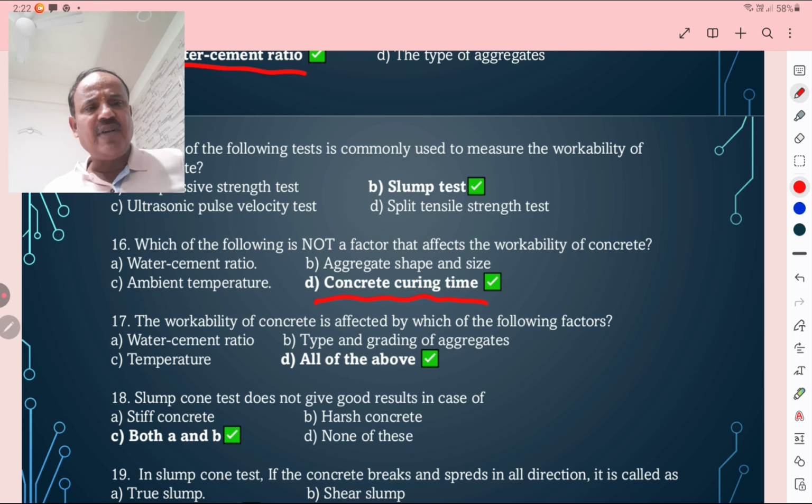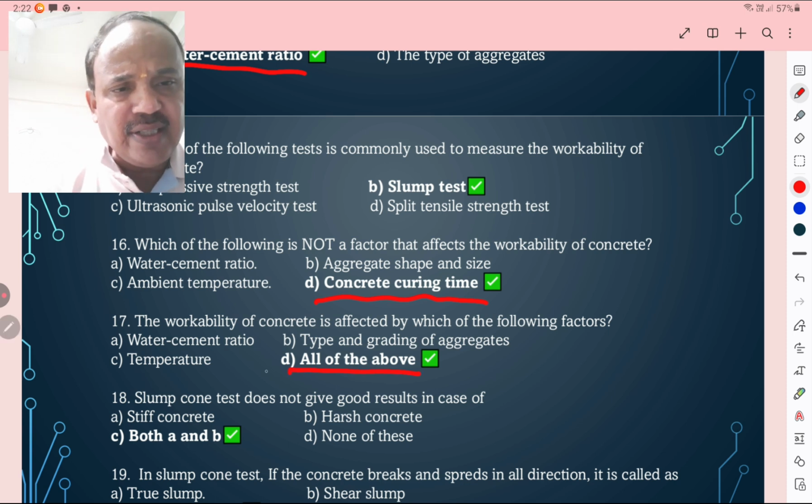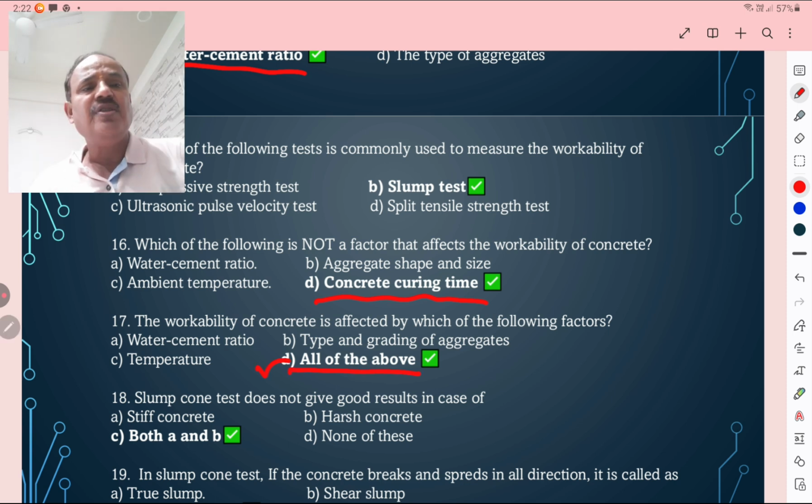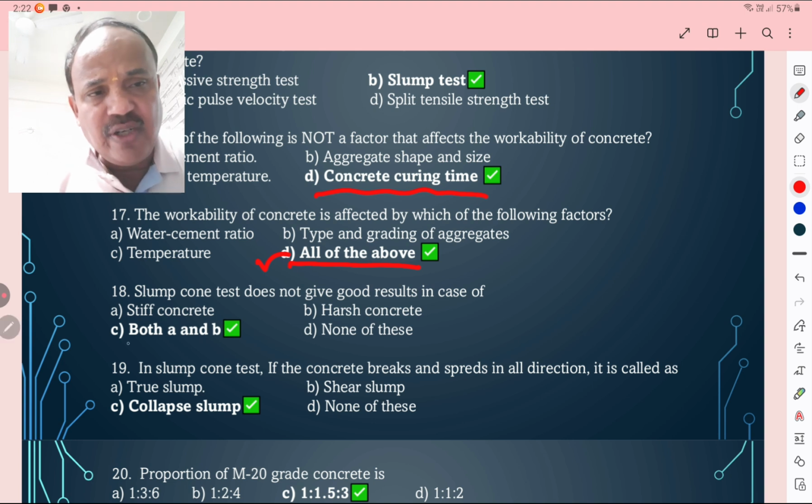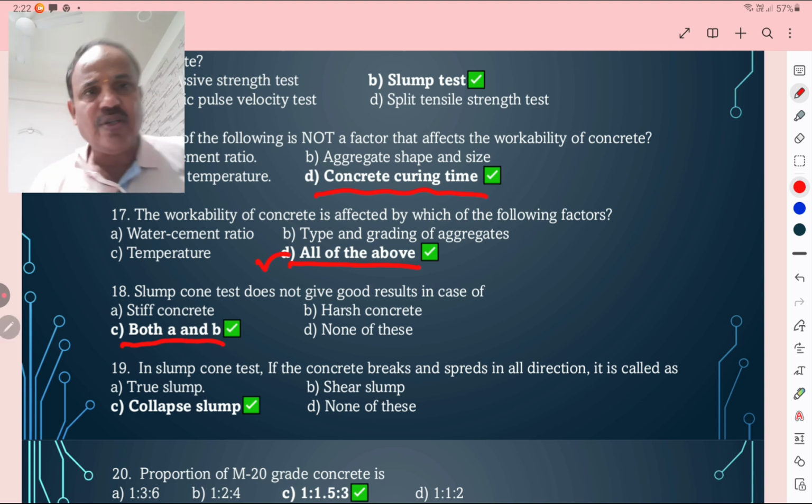The workability of concrete is affected by which of the following factors? Water cement ratio, type and grading of aggregate, temperature. All of the above is the correct answer. Then slump cone test does not give good results in case of stiff concrete, harsh concrete, both A and B, and none of the above. Stiff concrete and harsh concrete, it does not give the correct result.